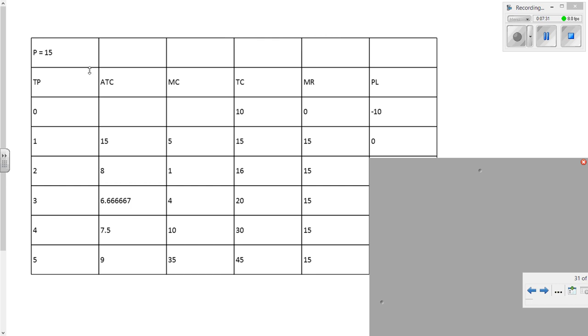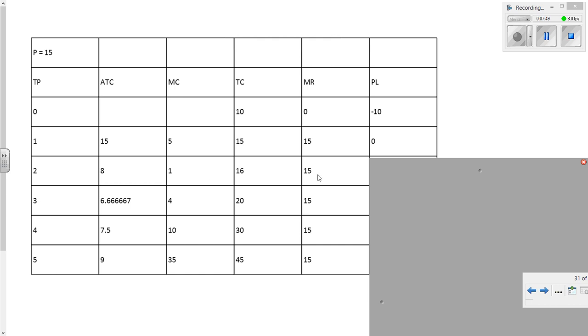Again, you could also take your price, subtract the average total cost, so 15 minus 15 is 0, times 1 is 0. So it's price minus ATC times quantity should come up with the same answer.